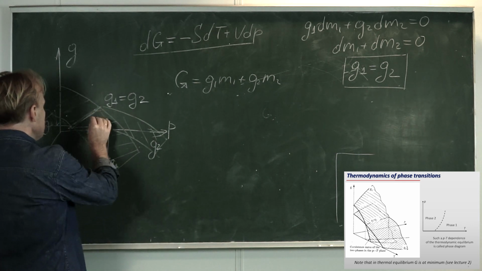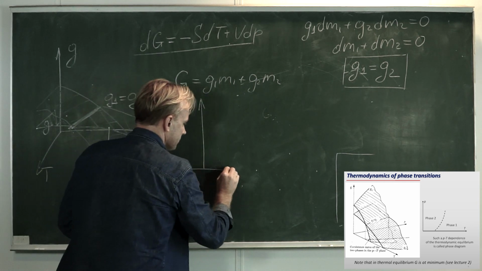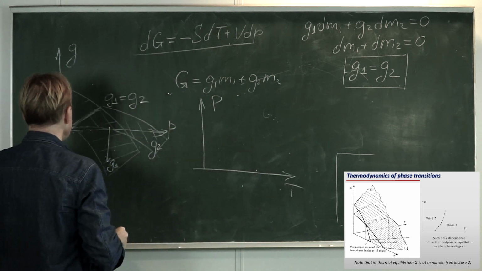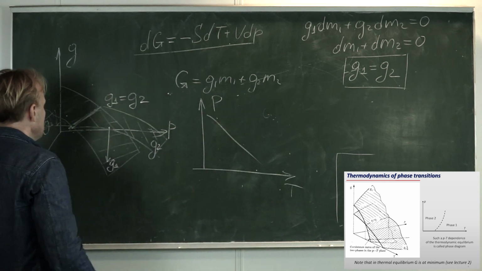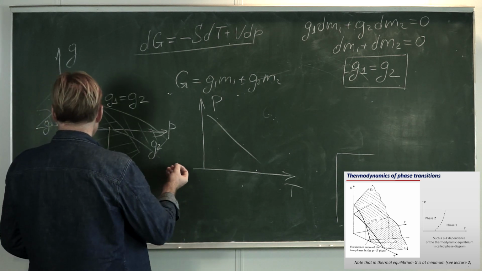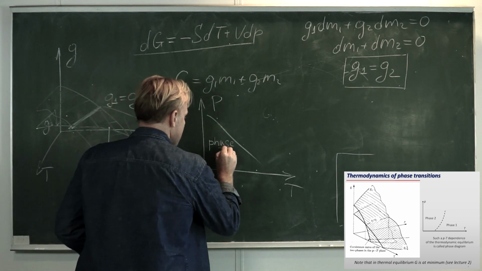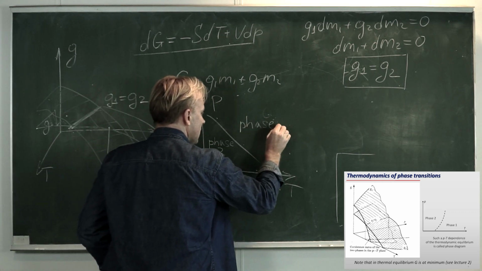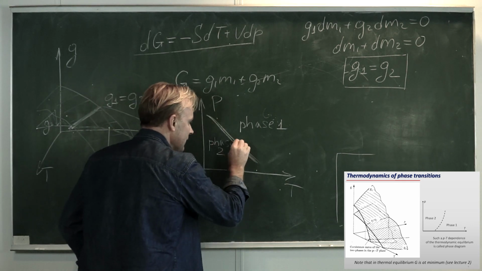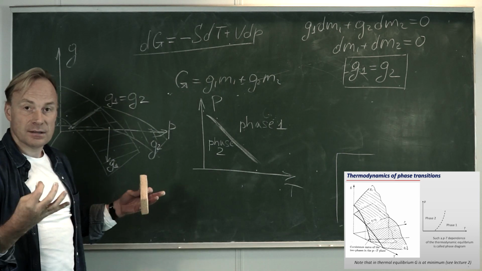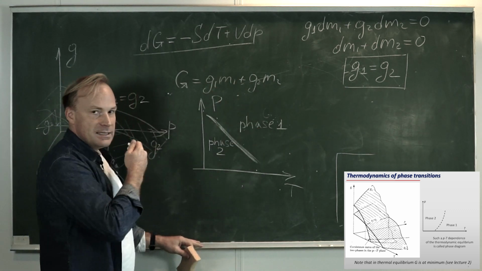What people often do, they project this line onto the P-T plane, and then they have a dependence like this, and then they can say that on one side of this line it would be phase 2, which is in thermodynamic equilibrium. On the other side of this line it would be phase 1 that corresponds to thermodynamic equilibrium. And along this line these two phases can coexist because they have equal specific Gibbs functions. A dependence like this is called a phase diagram.